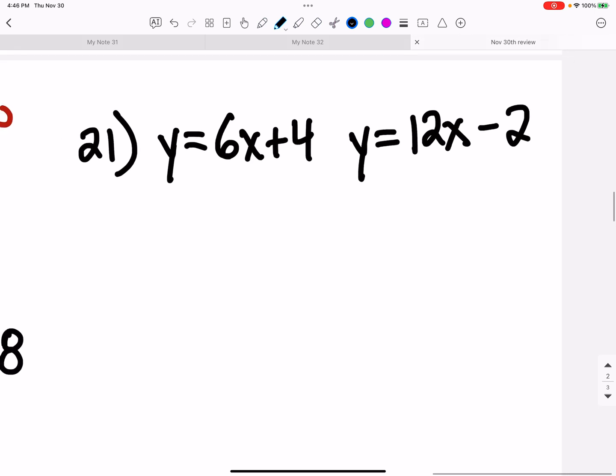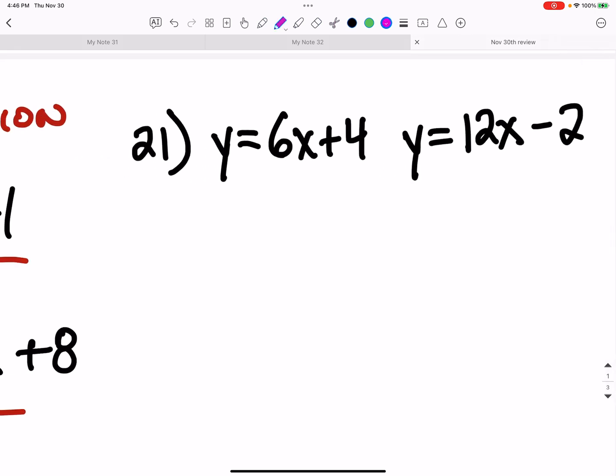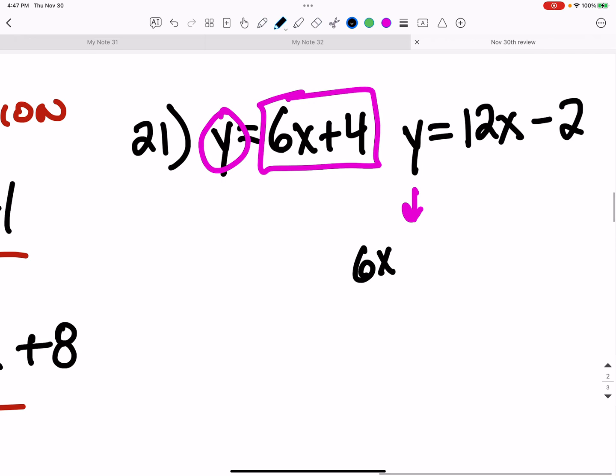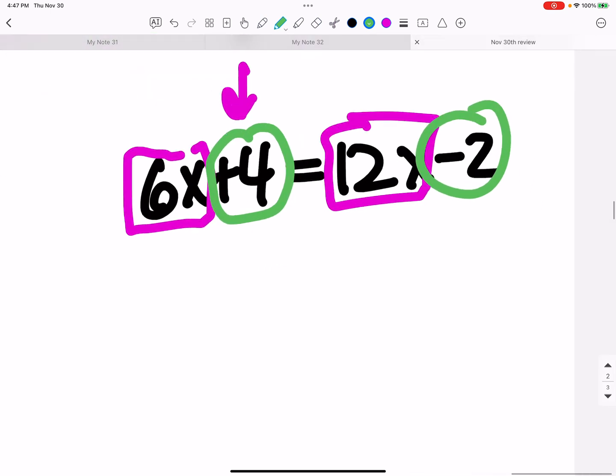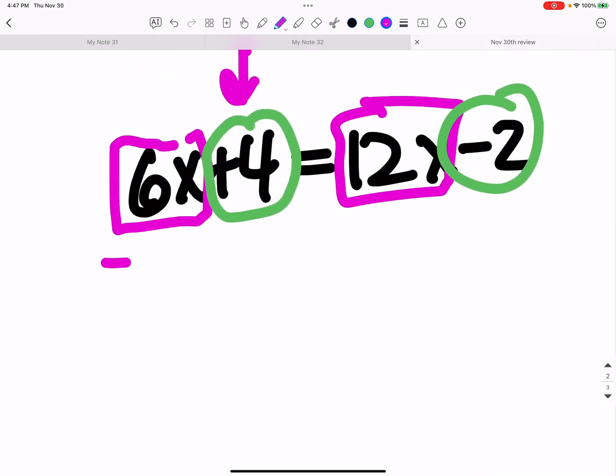All right, let's see. Substitution. This one should be a relatively easy substitution. Y is the same thing as this, so I can take y out, and I can plug in 6x plus 4. And that equals 12x minus 2. I make my teams. X team, number team. I'm going to subtract 6 x's so I can move it over with this guy.